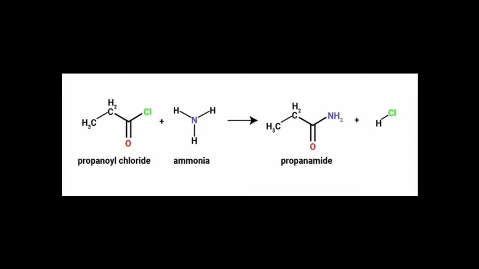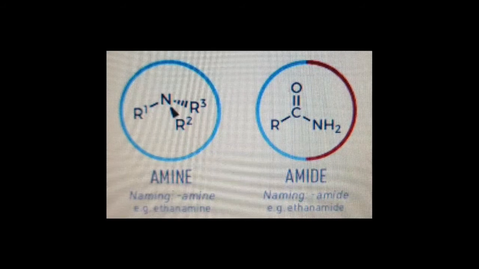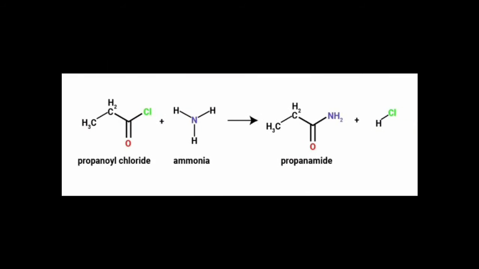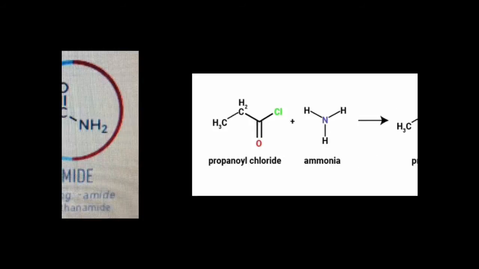And so for this reaction, I use propanoyl chloride and ammonia to form propanamide plus HCl. Whenever you react an acyl chloride with ammonia, you get an amide, not to be confused with an amine. The functional group of an amide is shown on the right and an amine is shown on the left. Notice that the amide contains an NH2 and a double bond to oxygen. With ammonia, you form an amide and hydrogen chloride gas.